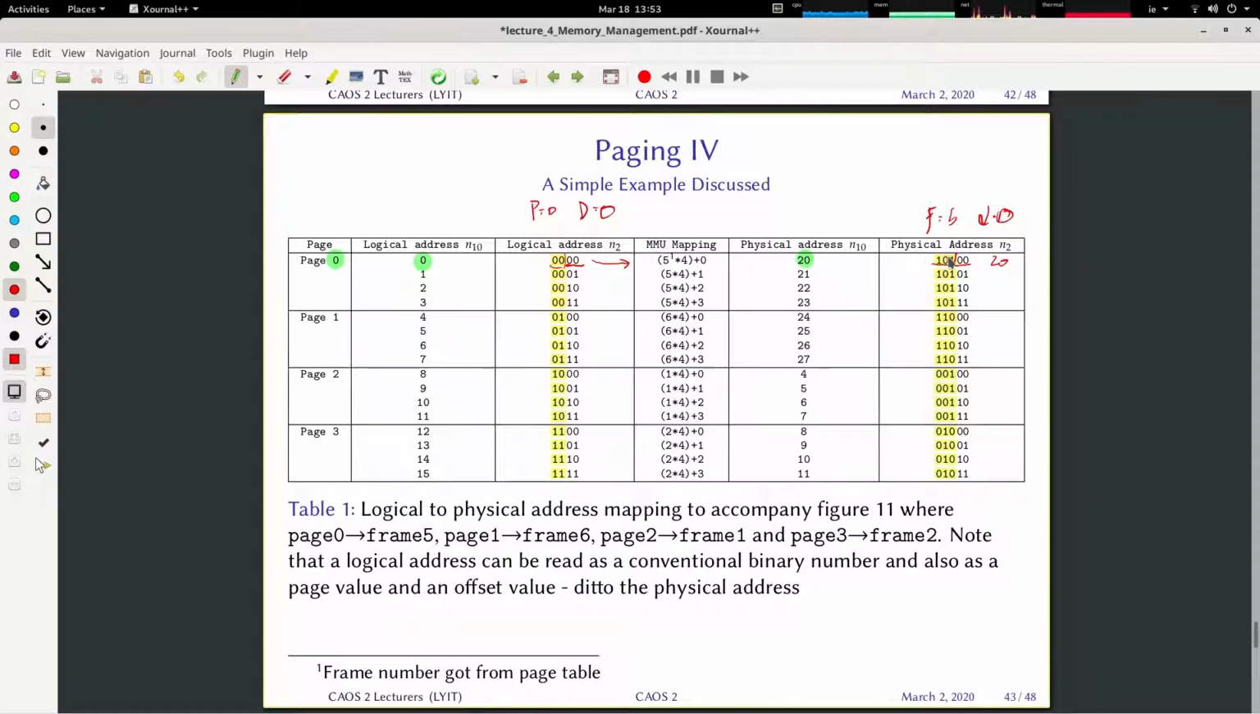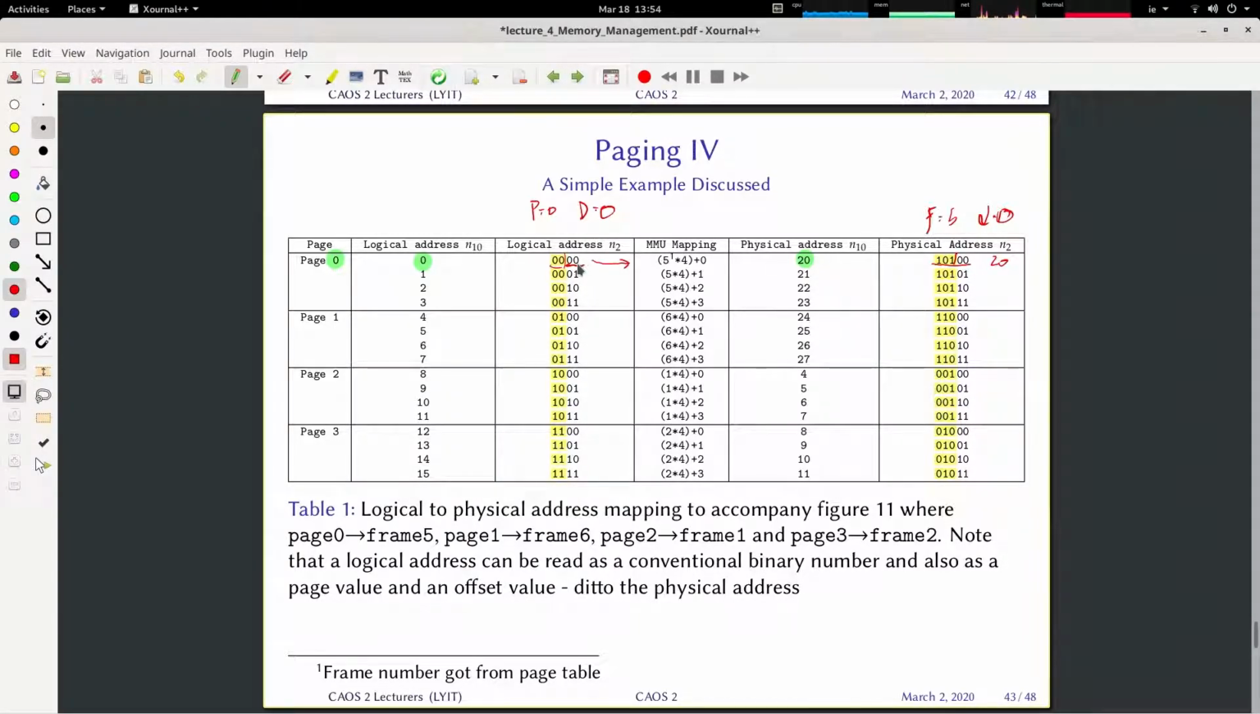So this is quite a nice trick. Our binary numbers are representing two things simultaneously. They're representing a logical address, first of all as an integer, as 0, but they're also representing the page number and the offset, d. And then when the translation has taken place, the transformed physical address represents the physical address as an integer, but also simultaneously represents it as a frame and an offset.